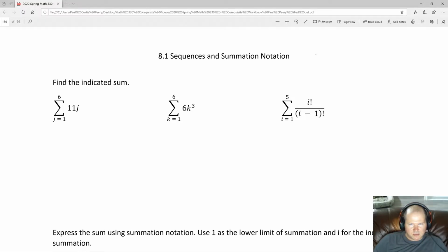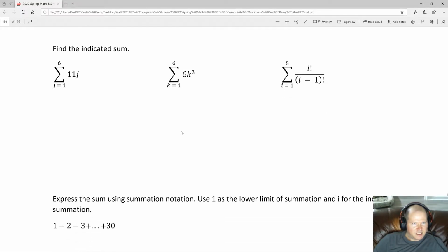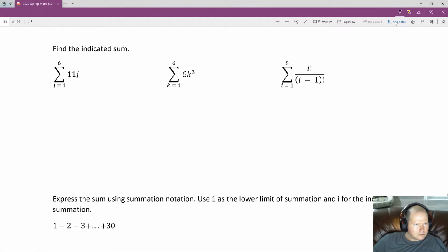8.1 Sequence and Summation Notation. Find the indicated sum. All right. So this is a sigma notation. This is a sum. It's going to go from, this is the beginning, right? And this is the end. And what you're going to do is plug in different values of j starting with 1.